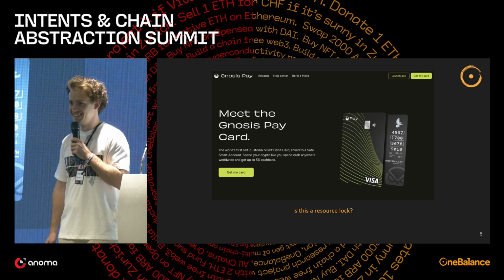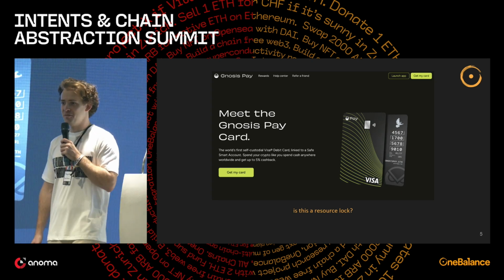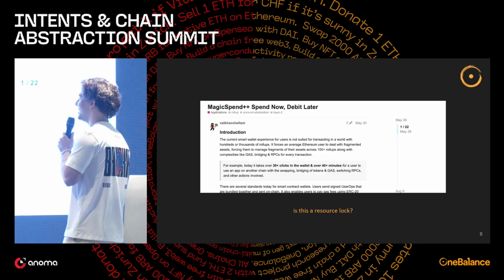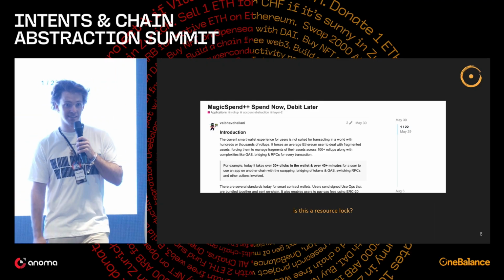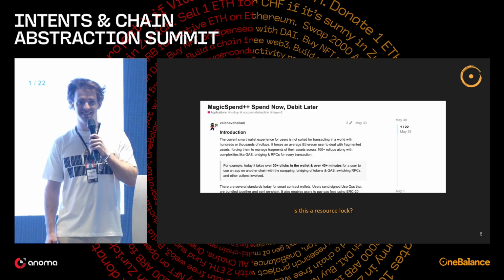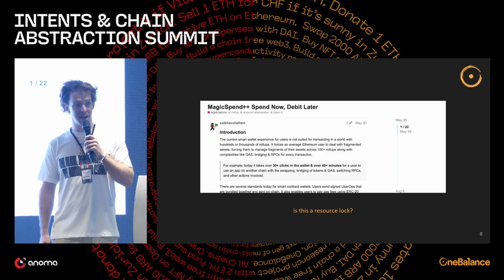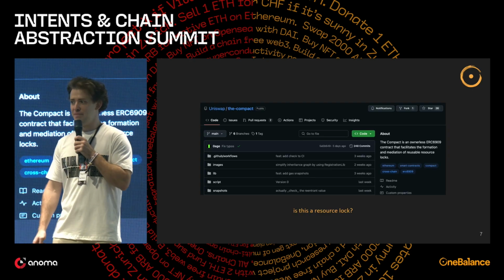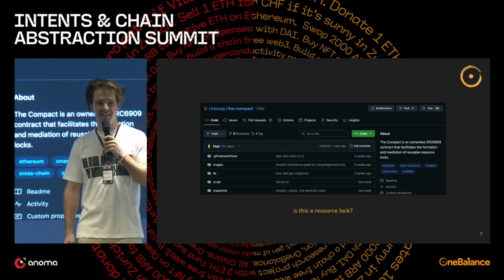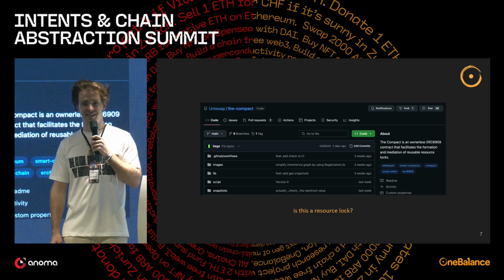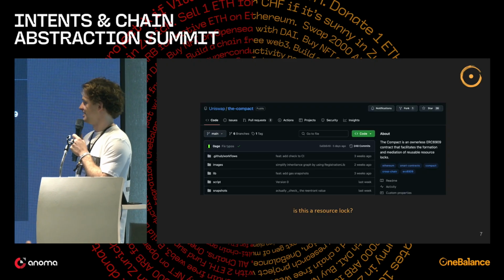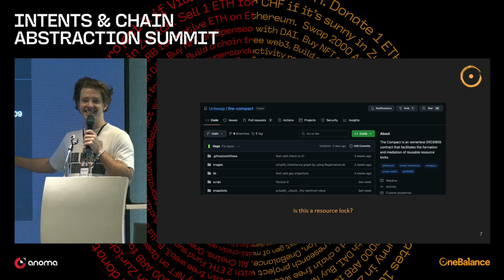Well, we're defining it through examples. Magic Spend++, is that a resource lock? A couple fewer hands actually. Interesting. The Compact is something new that our friend Zero Age put together. Is that a resource lock? It says it right here.